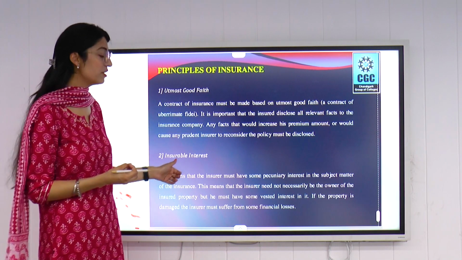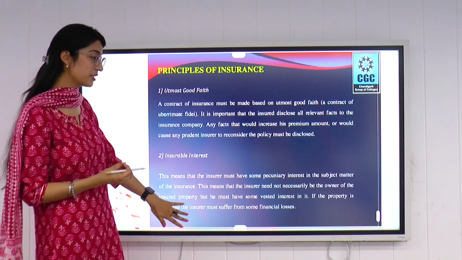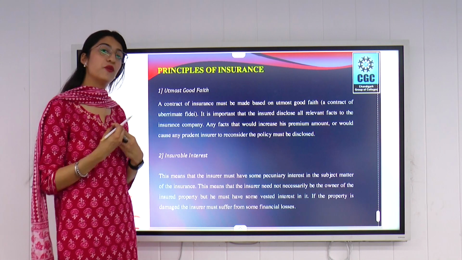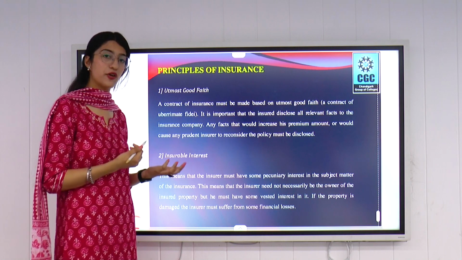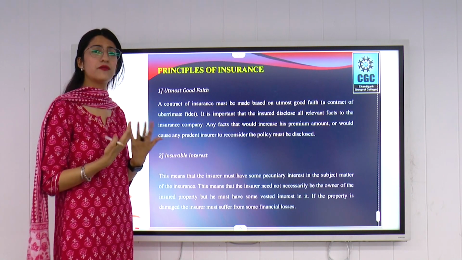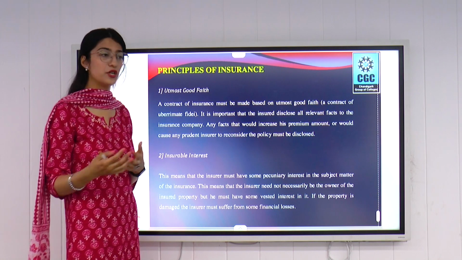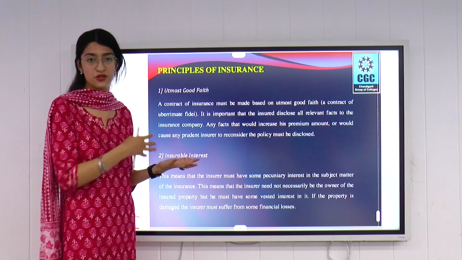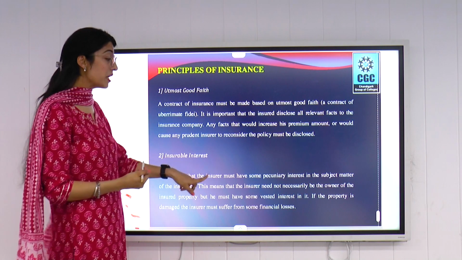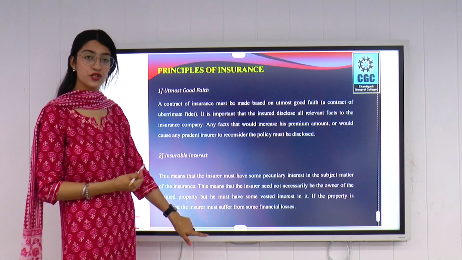Then the next one is insurable interest. This is also very important. Whenever we are taking a policy from the insurance company, usually we are taking a policy on our house, maybe fire insurance, for the office accommodation, or for our life insurance, general insurance. We have so many insurances. Now, in that case, we are taking an insurance.